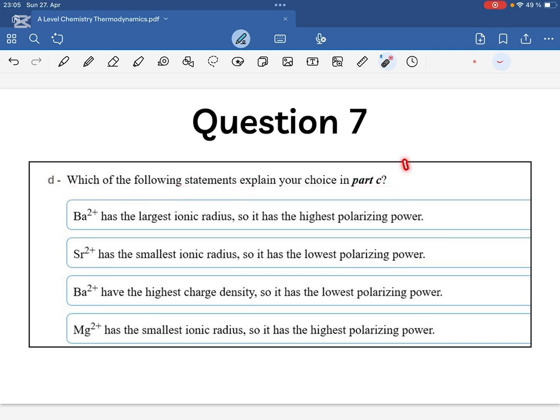Which of the following statements explain your choice in part C? So we chose Mg, and it's because it's the one that's above Ca, and it's because it has the smallest ionic radius and has the highest polarizing power. So this is the correct option. And you need to remember that for group 2 nitrates and group 2 carbonates, as we go down, the thermal stability is going to increase.